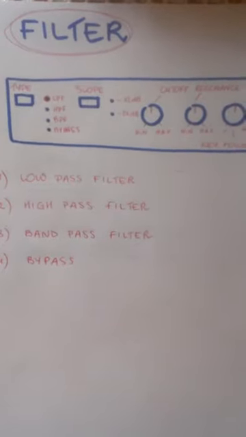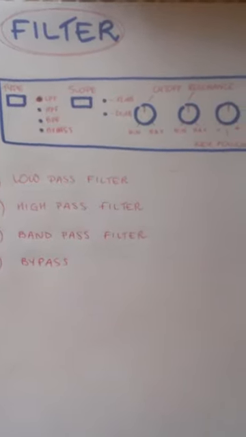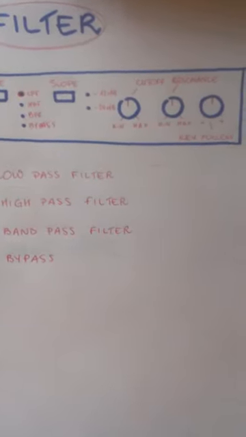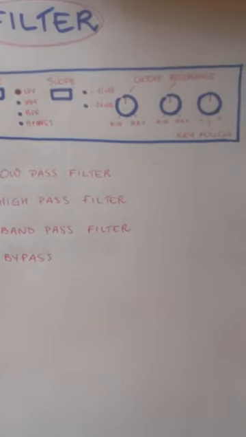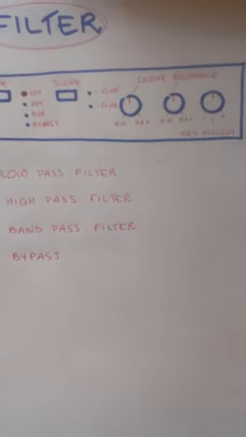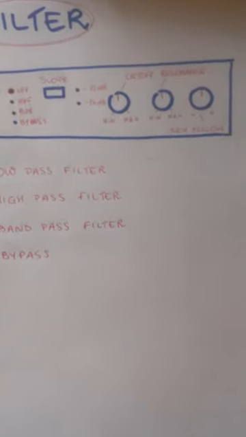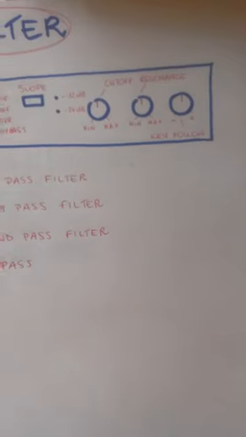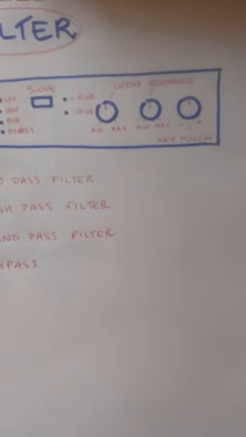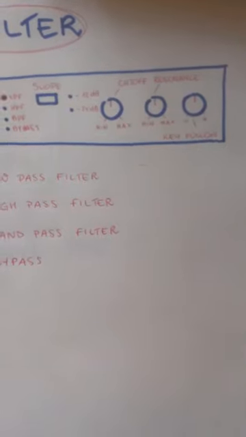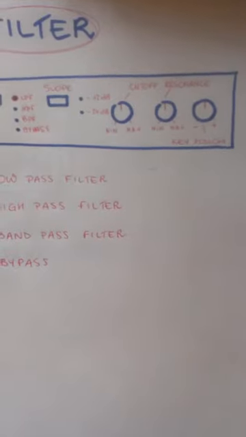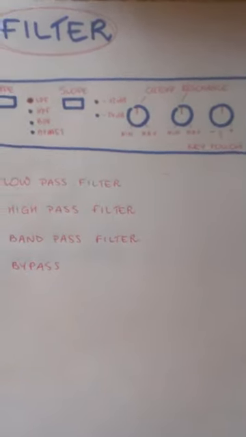Resonance: turning this knob to the right will boost the sound near the cutoff frequency, and to the left will remove that boost and create a less destructive sound. Key follow is a very interesting control. If you set this knob all the way to the right, you will find that the cutoff frequency increases as you play up the keyboard.